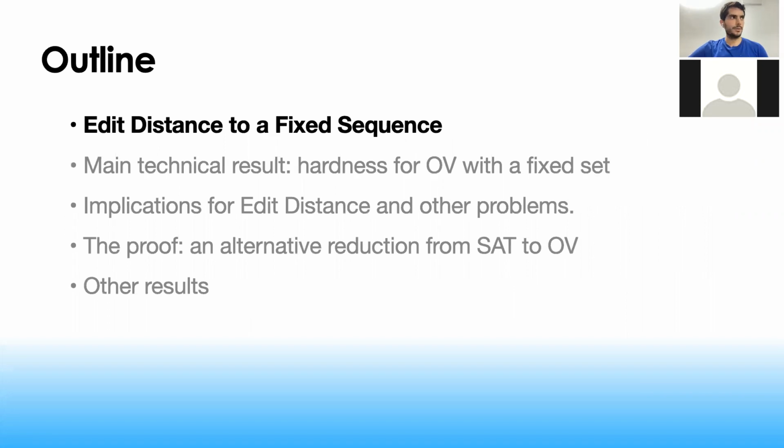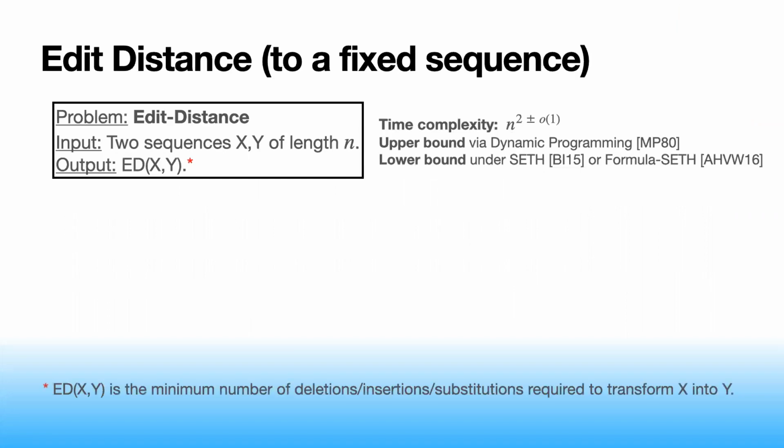Let's start by defining the problem. First, in the standard definition of edit distance, we're given two sequences, X and Y, and the goal is to compute their distance. That is the minimum number of insertions, deletions, or substitutions that is required to transform one of the sequences into the other. This problem has an n-squared upper bound with dynamic programming and conditional n-squared lower bounds under the strong exponential time hypothesis, SETH. So we can think of the complexity of this problem as quadratic.